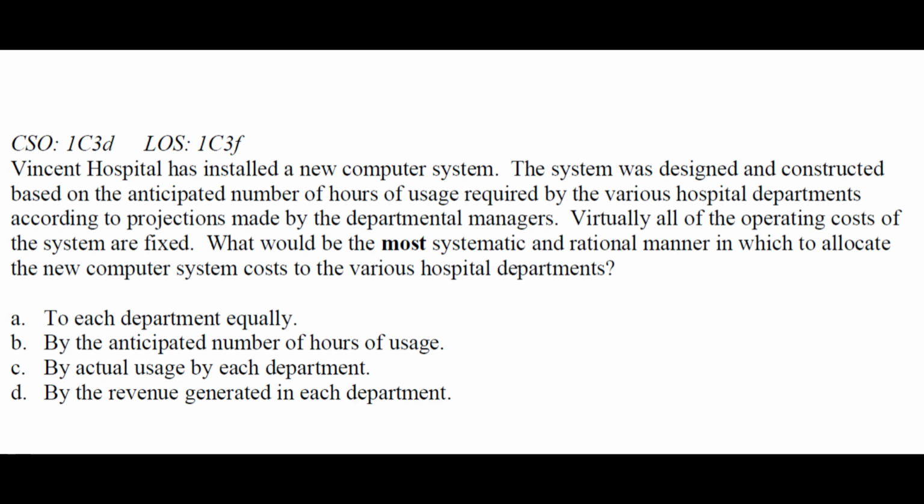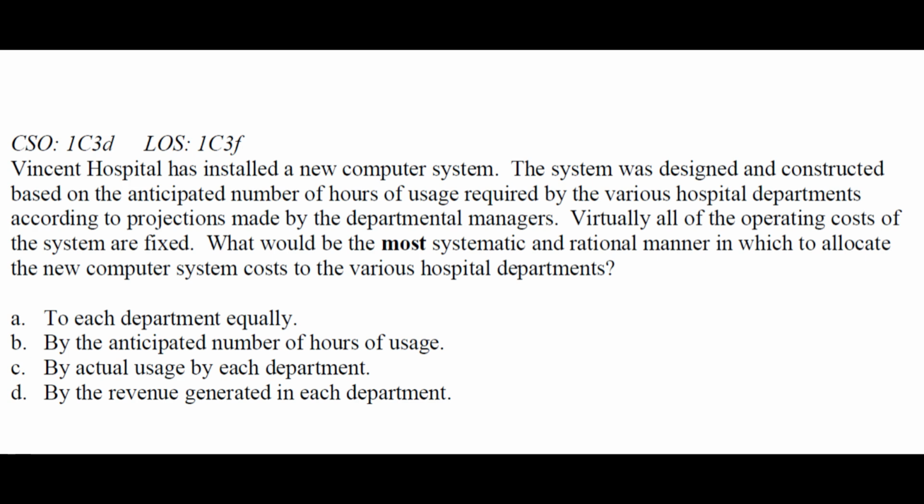C. By actual usage by each department. Incorrect. Using actual usage may discourage departments from using the system when beneficial and is less appropriate for allocating predominantly fixed costs. D. By the revenue generated in each department. Incorrect. Revenue has no direct relationship to computer system usage and would produce an arbitrary allocation.